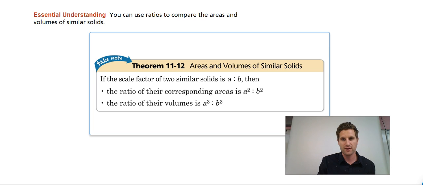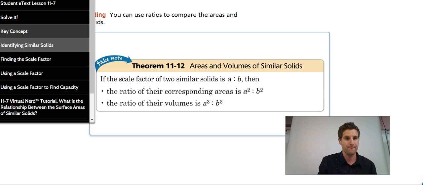Go ahead and start off by writing this piece down right here: the scale factor of two similar solids, we'll do A to B, and then the ratio is A squared to B squared when we're dealing with area because it's two-dimensional, and volume is three-dimensional, so we're going to do A cubed to B cubed. So let's do 3 quick examples and we'll be on our way.